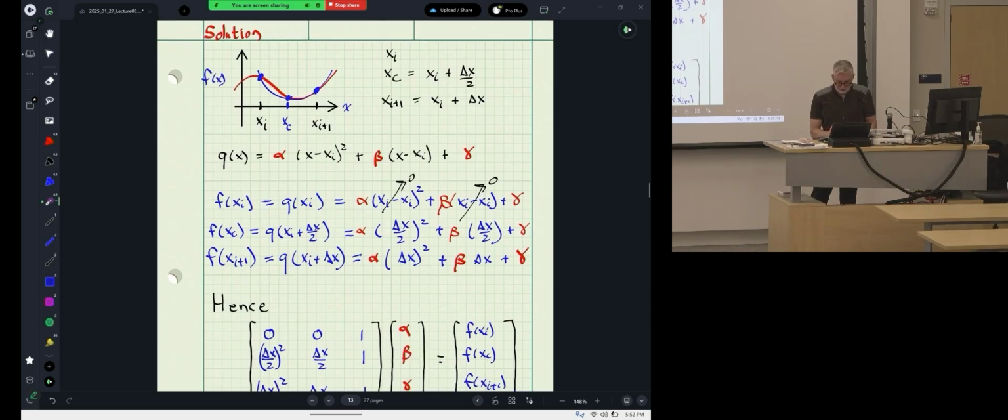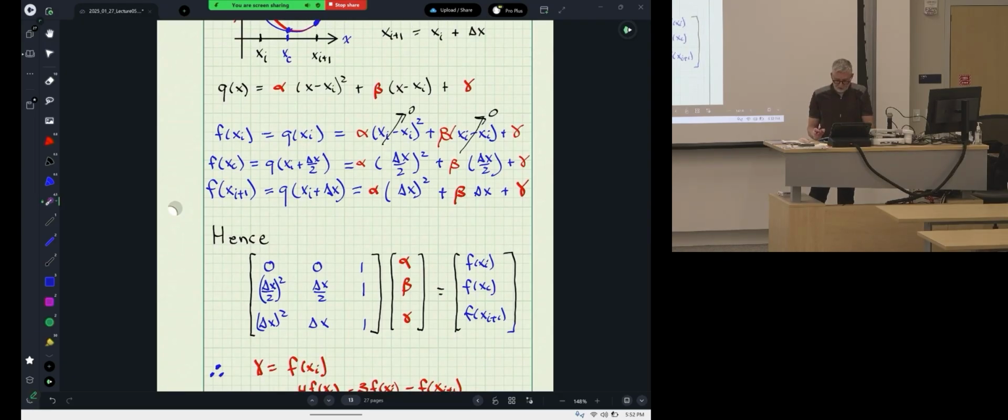So here, these are the interpolation conditions. So we just write them down. f of xi equals q of xi, and plug in xi for x. And so gamma is trivial. f of xc is q at xi plus delta x over 2. We get delta x over 2 squared and delta x over 2. And then f of xi plus 1, and that's xi plus delta x, so when we subtract off xi, just the delta x remains.